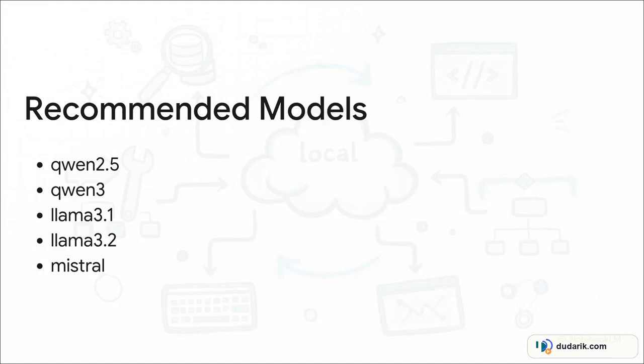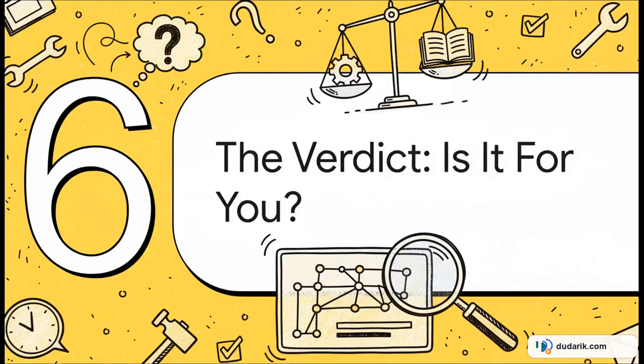Now, to help save you some of that trial and error, the community has found that these models tend to play really nicely with tools right now. Models in the Qwen family, along with some of the newer Llama and Mistral releases, are a fantastic place to start if you want to build reliable agents. So, we've looked at the good and we've looked at the not so good. What's the final verdict? Is this the tool that you've been waiting for?